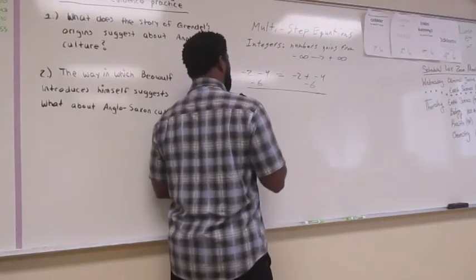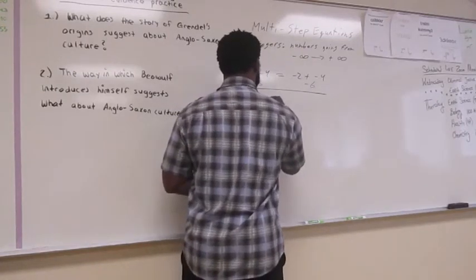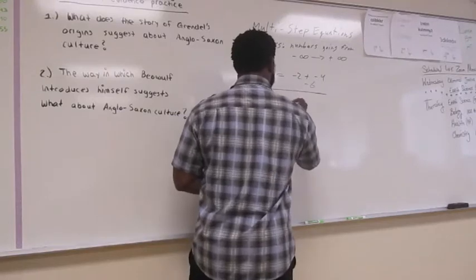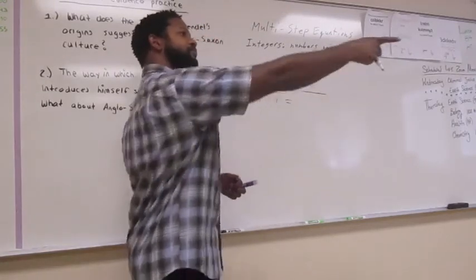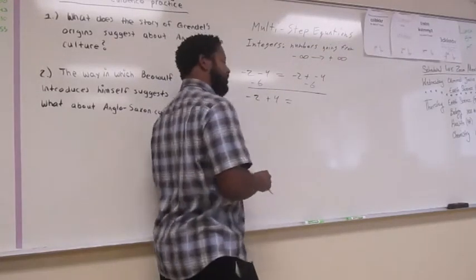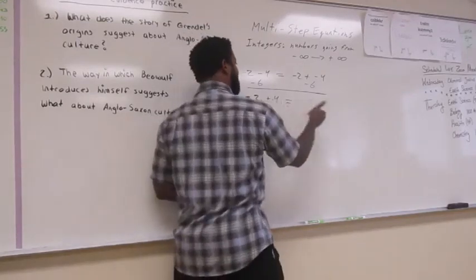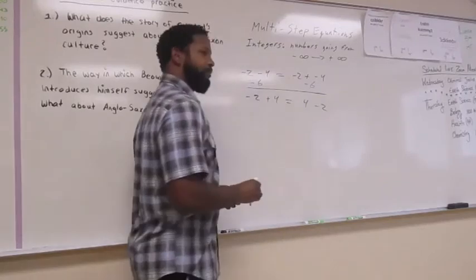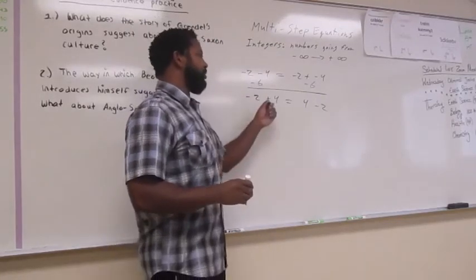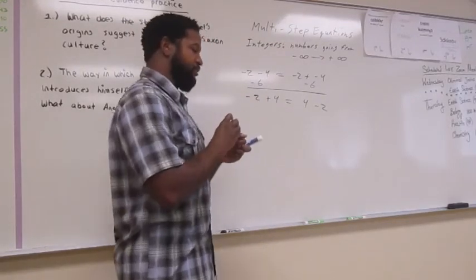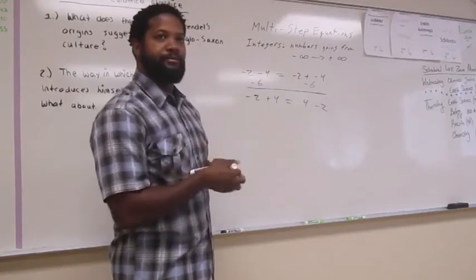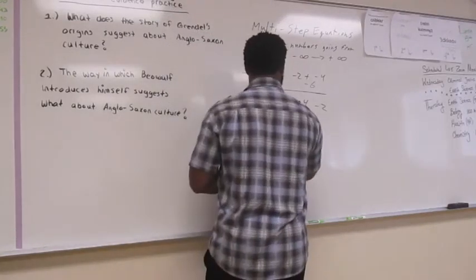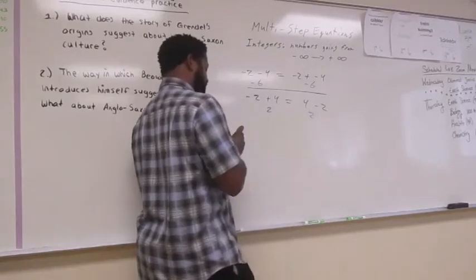Another one: if you have -2 plus 4, whatever the bigger number is, you subtract. That's just like saying 4 minus 2. What's 4 minus 2? 2. There you go.